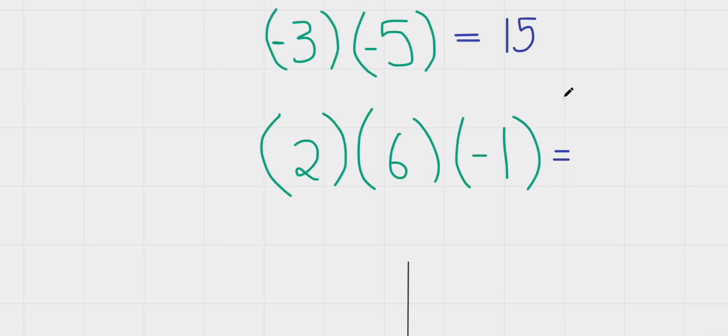Again, we have 3 terms here, so we can multiply these in any order and the answer will always be the same. So let's try doing 2 times 6, which is 12. And we can do 12 times -1. And 12 times -1 is just -12 because positive times negative is equal to negative.